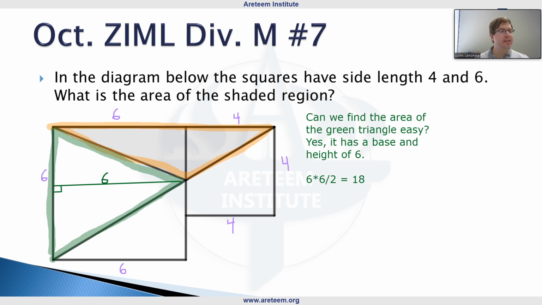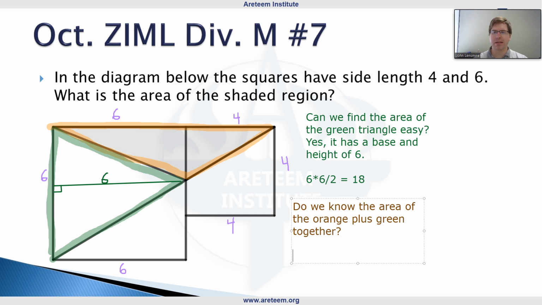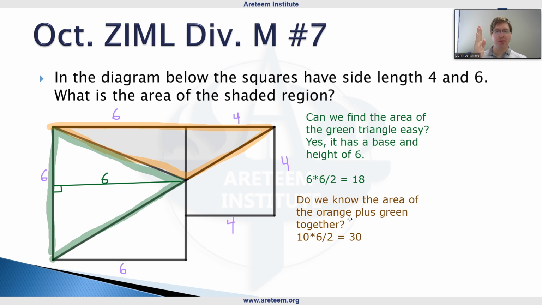Now, why is this helpful? This is the real trick here. Can we find the area combined? Do we know the area of the orange plus green together? Well, sure. This is just 10 times 6 divided by 2 is 30, because that is just the base and the height. The side on the left is 6 and the top together is 10, so that is 30 there.